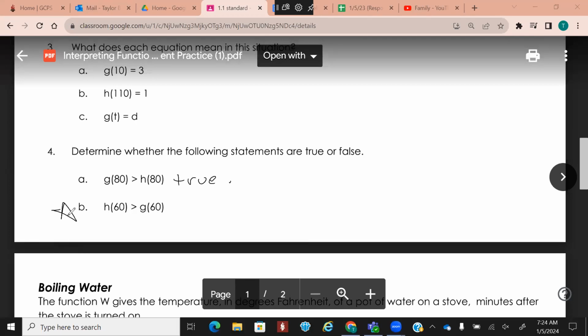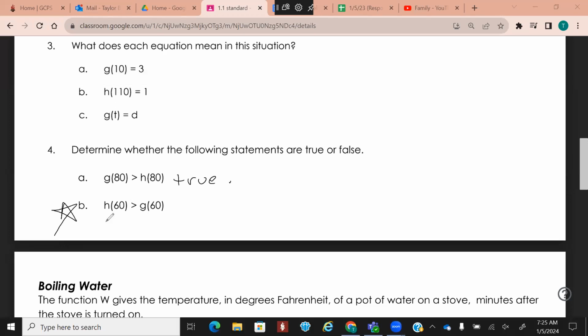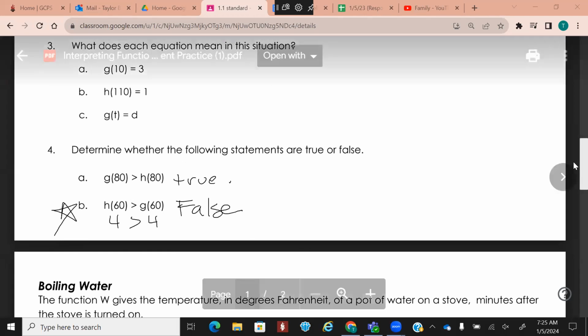Can you try B? Okay. So what is h of 60? What number was that? 4. And g of 60, what number was that? 4. So is 4 bigger than 4? No, so that's false. Everybody see how I got that? Okay, cool. Flip over to the back.